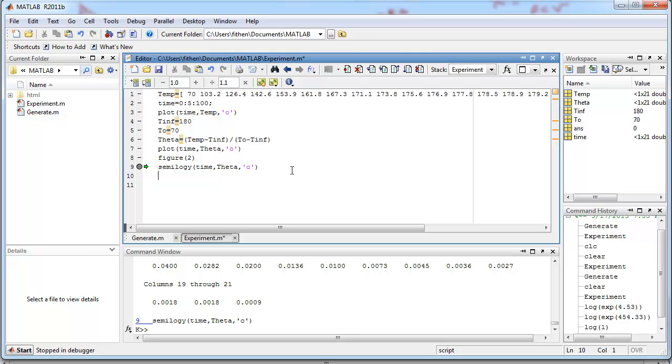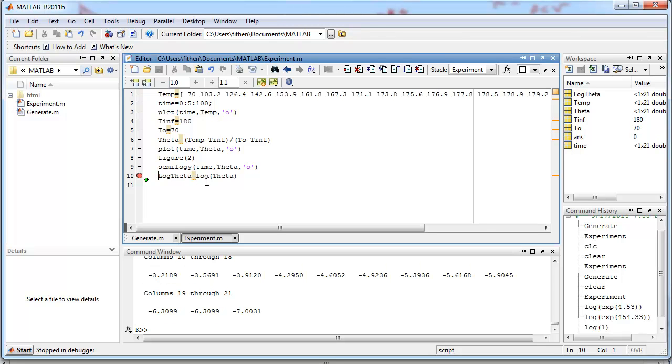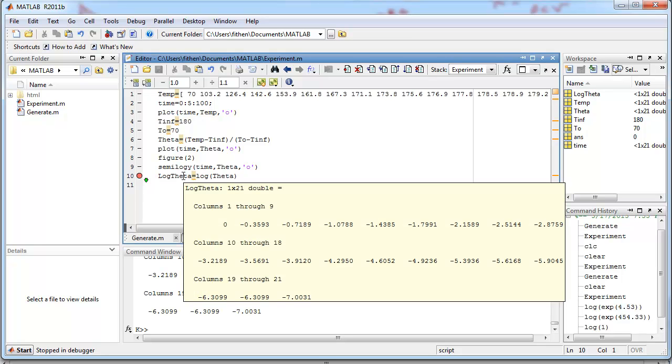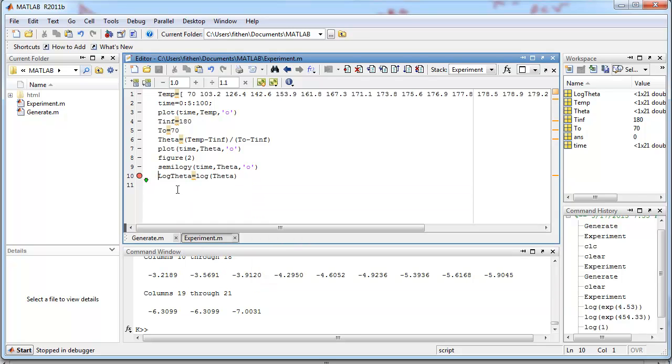And this might be a plot, that's fine. But then I'm going to take the log: log of theta is equal to, and I'm going to look at those values. So I'm going to save, and rerun the code, but this time I'm going to do one step. I'll hit the F10 key, it goes one step, and I can look at the data. It goes from 0 down to a -7 or so.